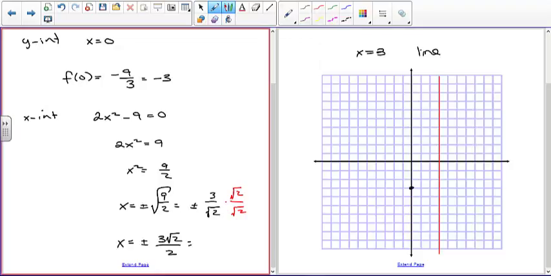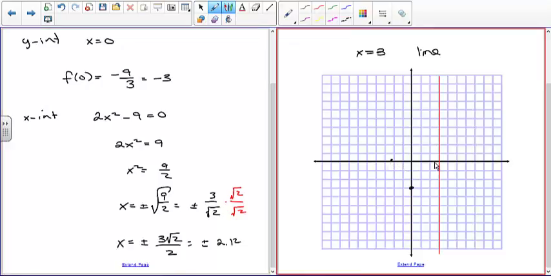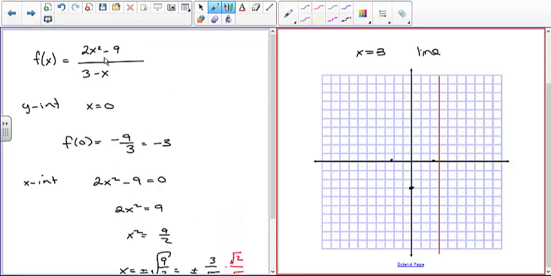3 times the square root of, 3 times the square root of 2 divided by 2. So that is plus or minus 2.12. Okay, so we've got negative 2.12 and plus 2.12 right there. And let's go back and look at the equation.